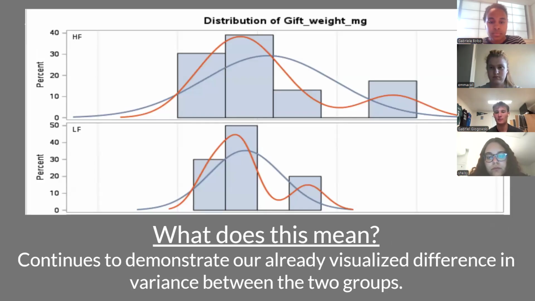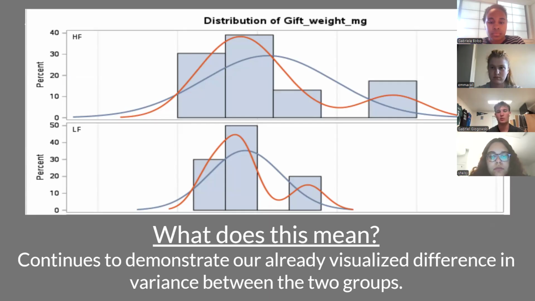Finally, for this graph, obviously the high food diet has a wider, flatter curve, representing the higher variance that it has than the low food diet, and the low food diet curve is a little bit tighter and more peaked, which shows the consistency in the weight of their gifts.